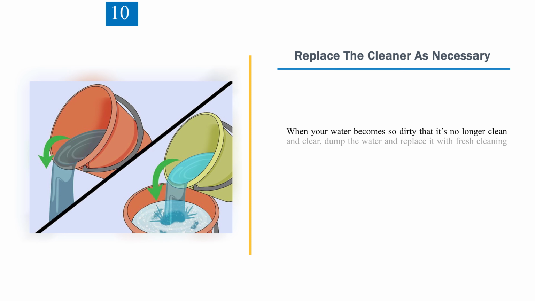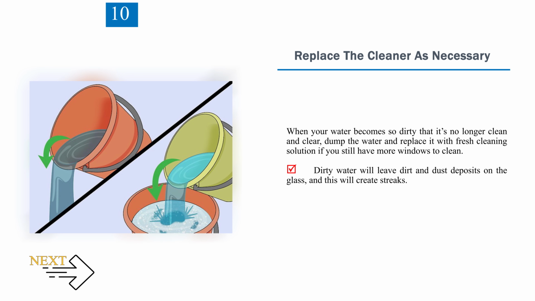Number 10. Replace the cleaner as necessary. When your water becomes so dirty that it's no longer clean and clear, dump the water and replace it with fresh cleaning solution if you still have more windows to clean. Dirty water will leave dirt and dust deposits on the glass, and this will create streaks.